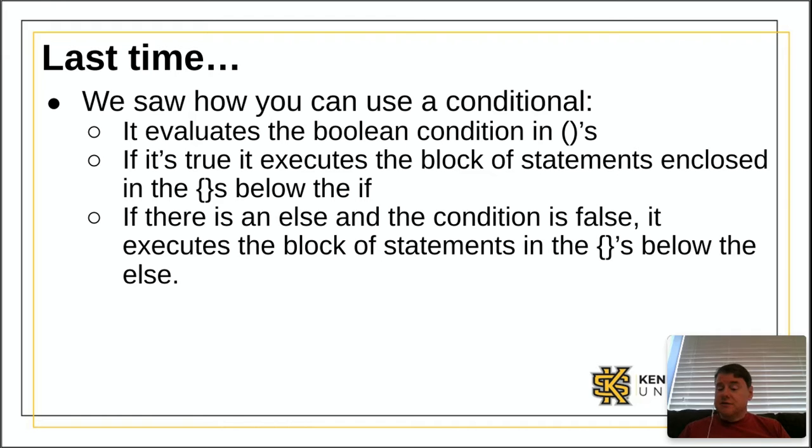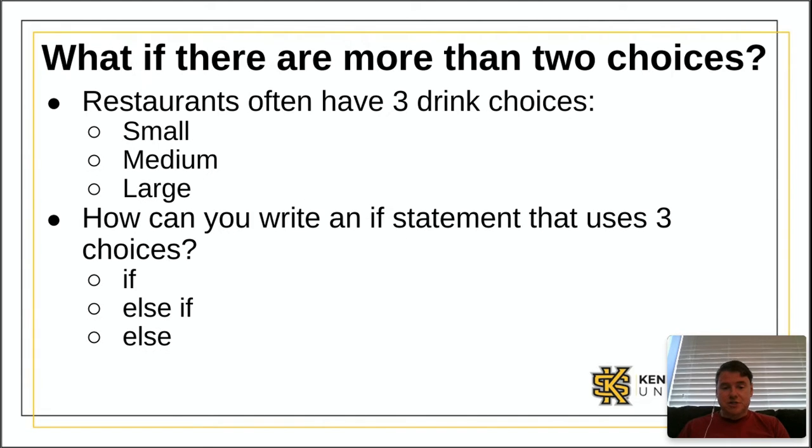So as we said, a conditional starts with the word if, and then there's going to be a set of parentheses, and inside those parentheses there is a Boolean condition that must evaluate to either true or false. If it's true, then it's going to do the block of statements that are enclosed in the curly braces underneath the if. If you have an else condition and the original condition was false, then it'll execute the block of statements in the curly braces below the else condition.